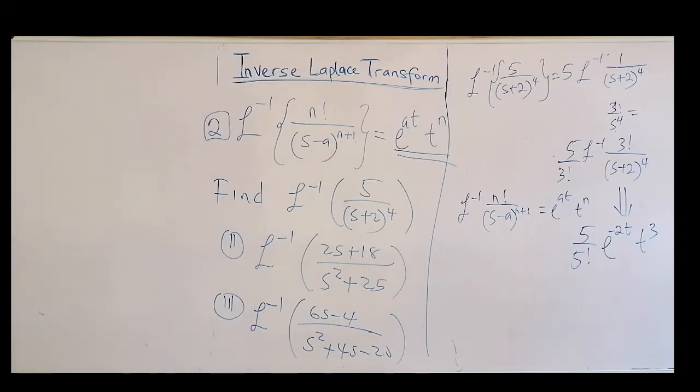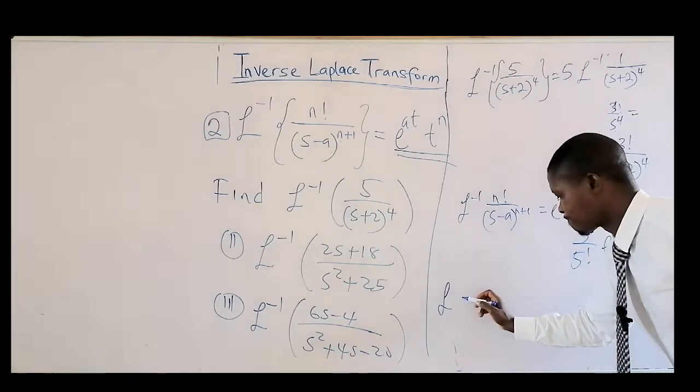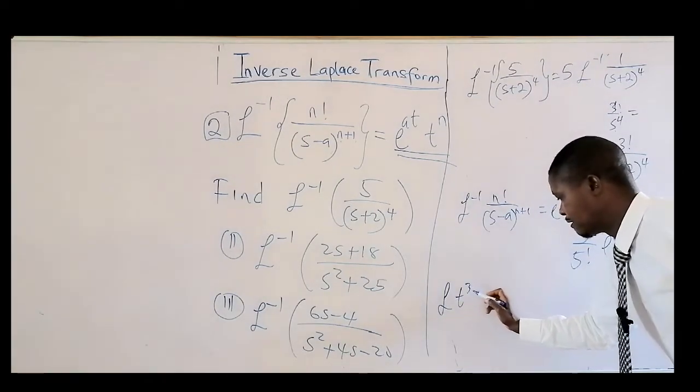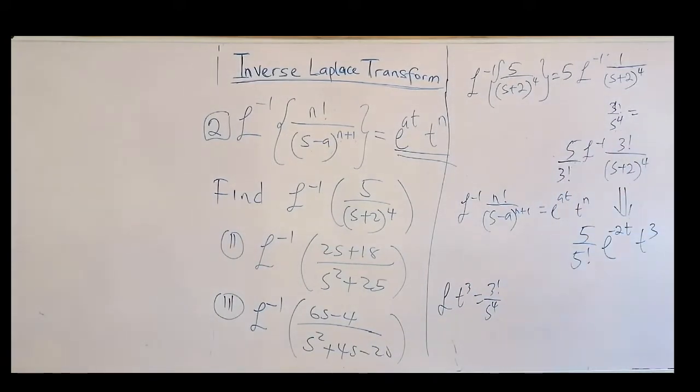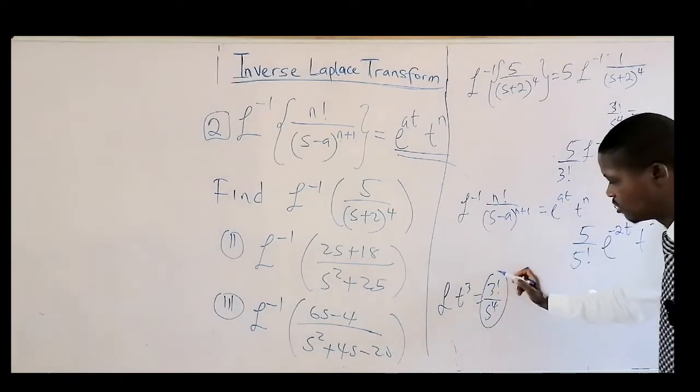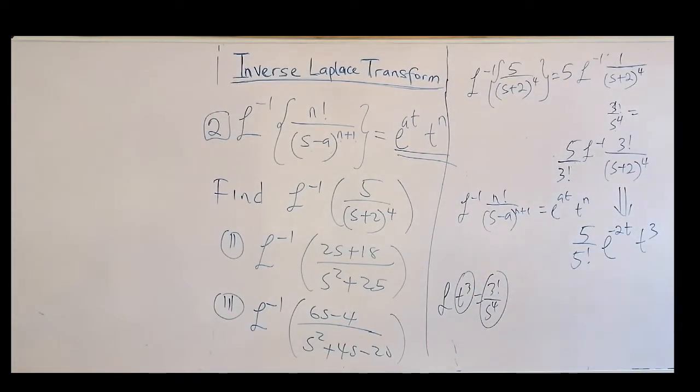How did I know? You must be aware that the Laplace of t^3 is 3 factorial over x to the power 4. If you take the inverse of this, you get this function back. So finally, that will be equal to 3 factorial, not 5 factorial. This will be 5 over 3 factorial, which is 5 over 6, times e^(-2t) t^3. So that's that on that question.